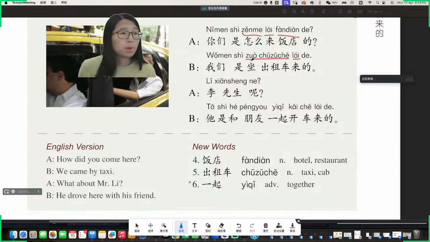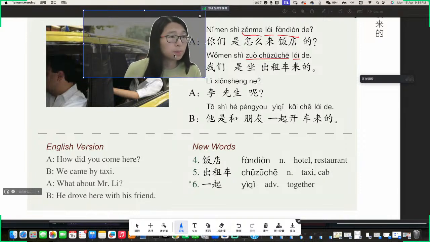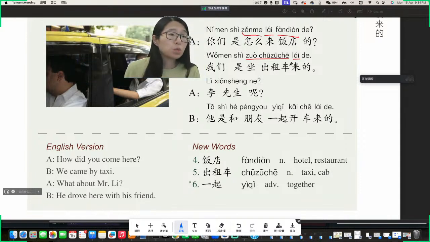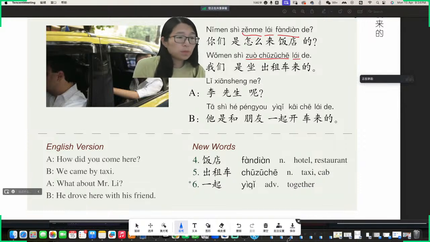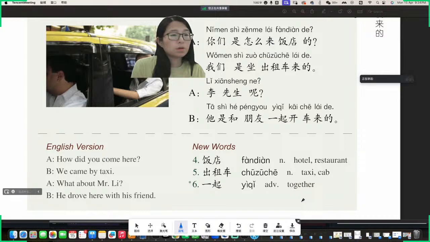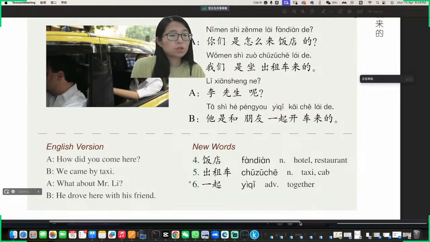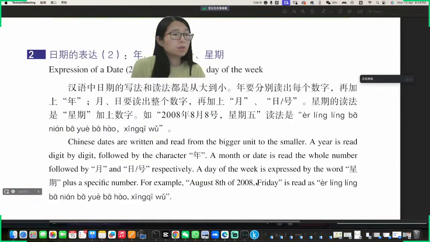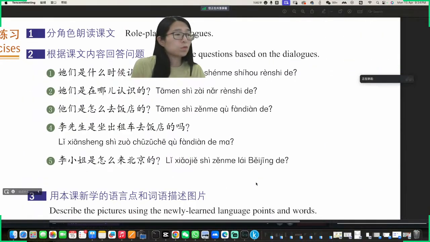他们是坐出租车去的. That can be the answer. You can also answer in a complete way. 他们是坐出租车去饭店的. Okay, now let's see the next question. 第四个问题, question four.